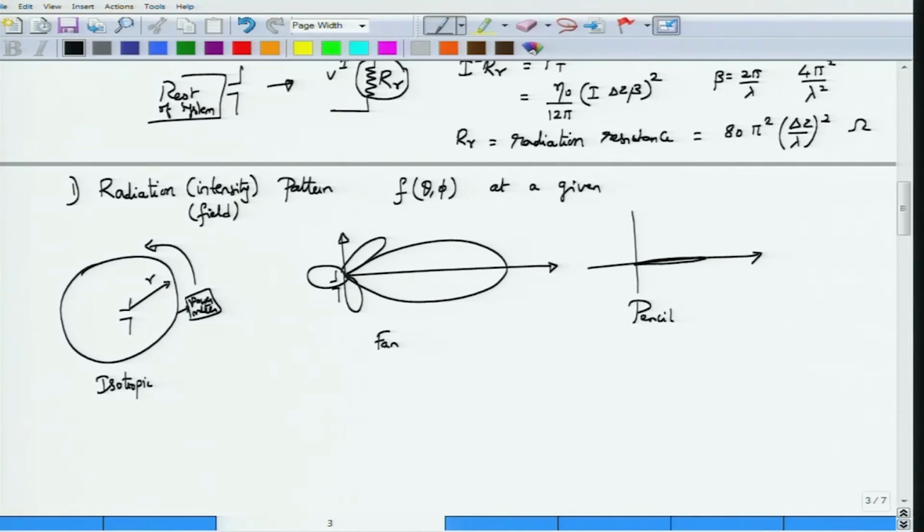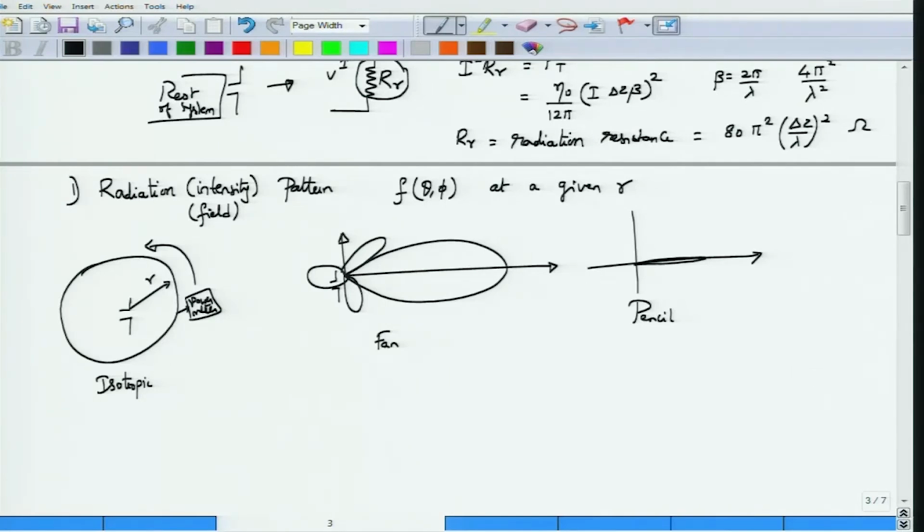So, you fix r, the radial distance from the antenna, and then you move around with a power meter or a field meter, or a voltmeter to be precise, and then you look at the readings of these power meters or voltmeters. We assume that the voltmeters will read the electric field, and you map that out, and you will get the radiation pattern.